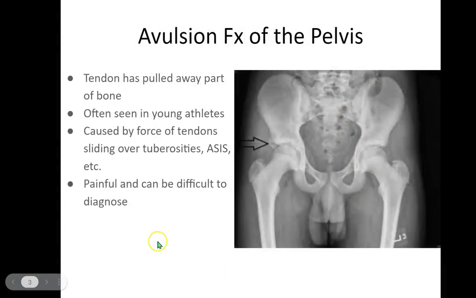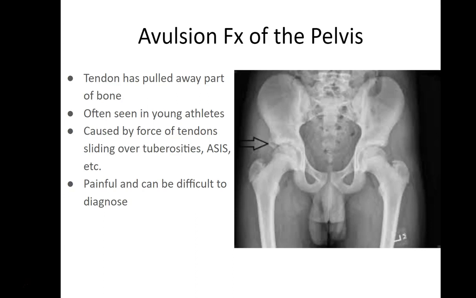Okay, next we have avulsion fractures. And we've learned avulsion fractures before, but just as a reminder, an avulsion fracture occurs when a tendon pulls away a part of a bone. Now, signs and symptoms of an avulsion fracture in the pelvis include sudden and severe pain, swelling, bruising, and limited or painful motion. This is often seen in young athletes who are maybe playing a sport.